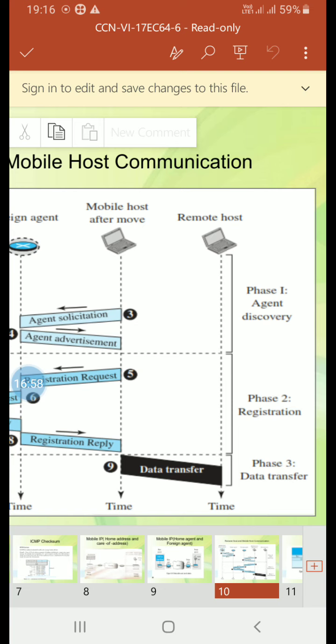We'll see all three phases in detail in the next class. So I'll stop here.